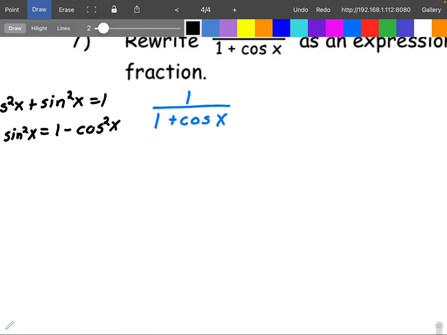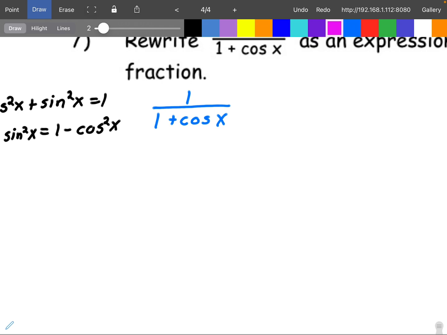Now, I want to think about some of the things that we've done in algebra. When we were simplifying fractions that had radicals in them, we always multiplied by the conjugate of the denominator, and then that would simplify so that our radical went away. We did the same thing when we had i in the denominator. We're going to do something very similar here. We're going to multiply by the conjugate of the denominator.